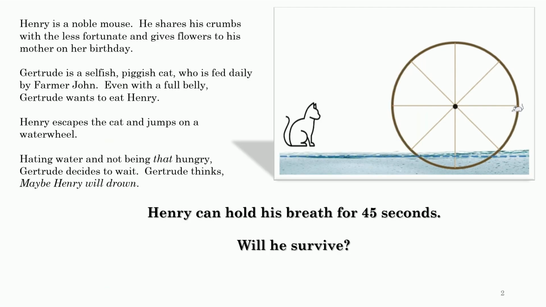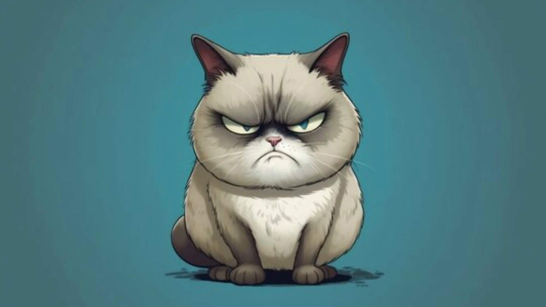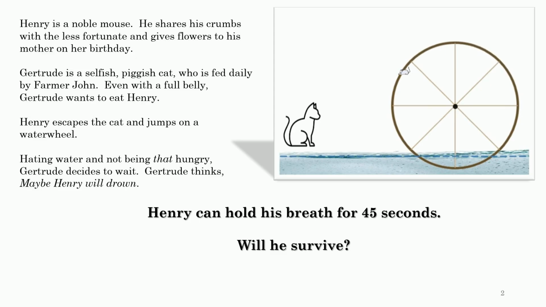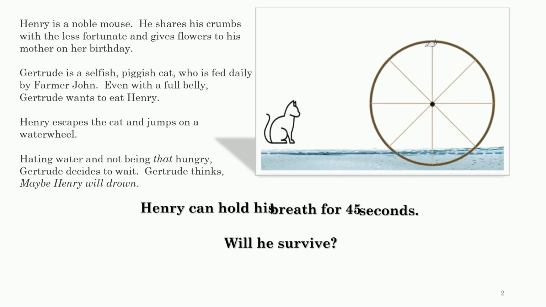Henry, though, he's clever. He escapes the cat and jumps on a water wheel. Now, hating water even more than Gertrude hates Henry, she just decides to wait. She thinks maybe Henry will drown. Henry, though, he can hold his breath for 45 seconds. That's pretty mighty for a small little mouse. So the question is, will he survive?